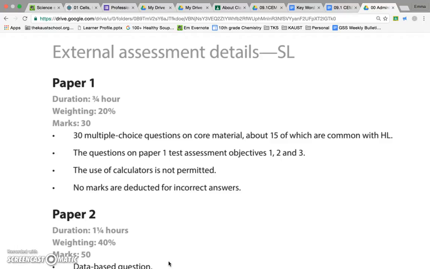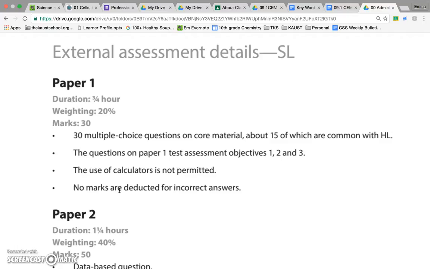Now, if you're SL, it's only going to be 45 minutes long. It's going to have a weighting of 20% and it's going to be 30 questions, so 30 marks. They are going to be tested on the objectives 1, 2 and 3, and we can go through what these are later. You can't use a calculator, but you don't get any points knocked off if you don't get it right.